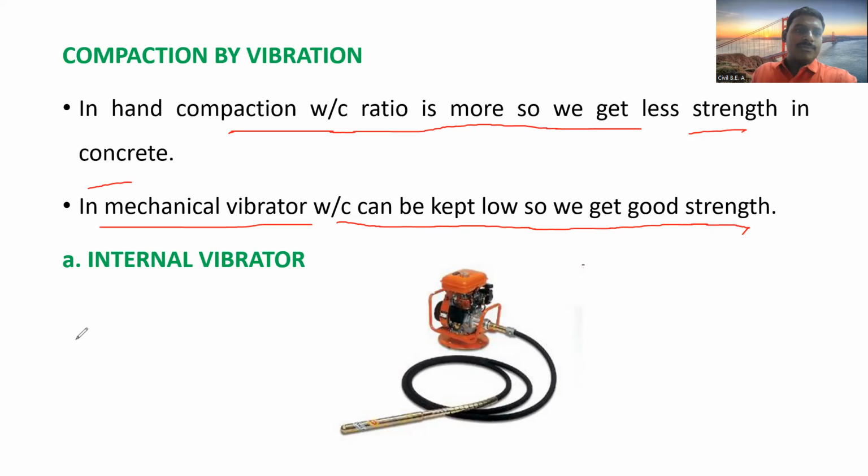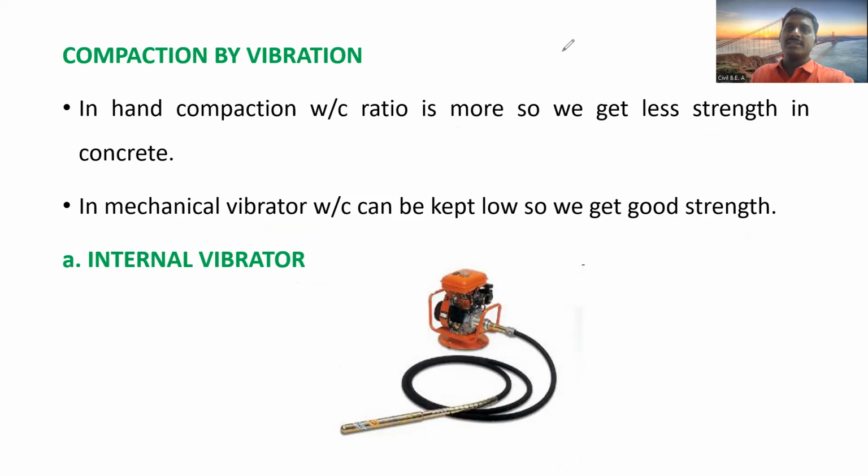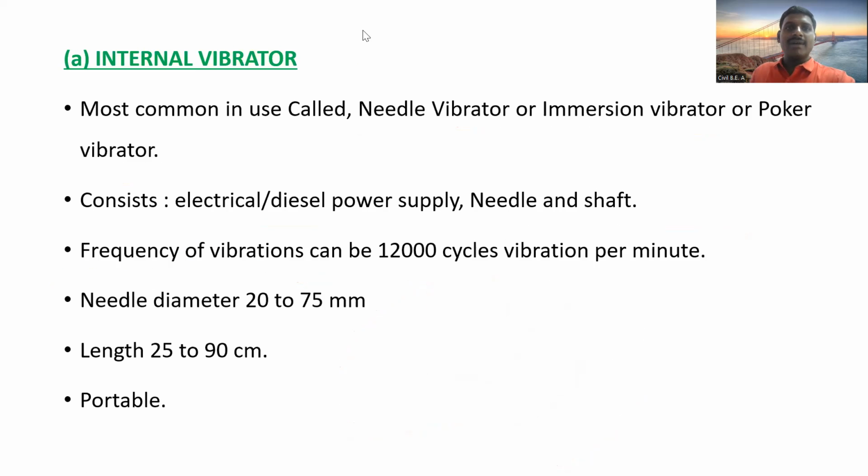The first method under vibration is the internal vibrator. If you see the picture, this is the vibrator. How we can use this vibrator, we will see in the next slide. The internal vibrator, whatever image we saw in the last slide, is most commonly called the needle vibrator, or immersion vibrator, or poker vibrator. So why do we call it that?